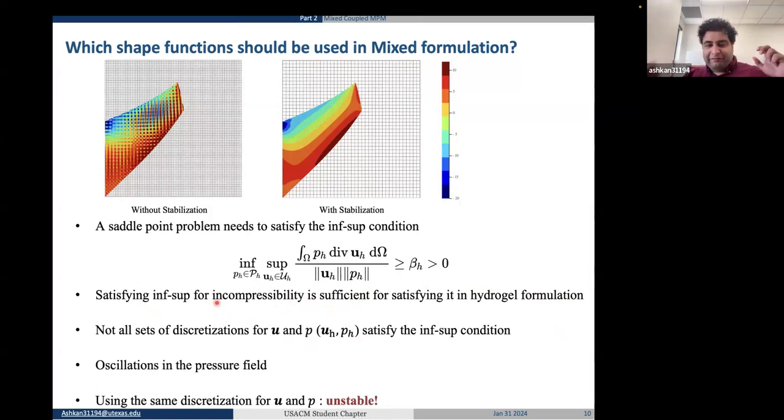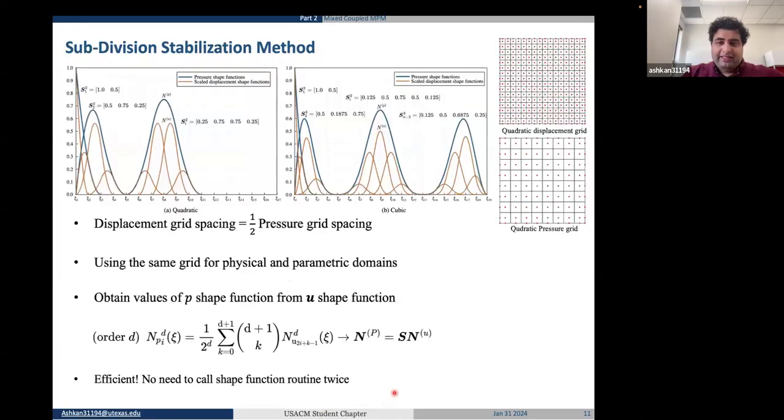And if we use field discretizations which are unstable, we see oscillations in the pressure field. You can see this figure is an example where we have solved with an unstable discretization, but this one with a stable discretization. And if you use the same discretization for U and P, you always end up with an unstable solution unless you do some treatments. What we did, we solved our pressure on a grid which has a grid size twice the grid size of the displacement grid.